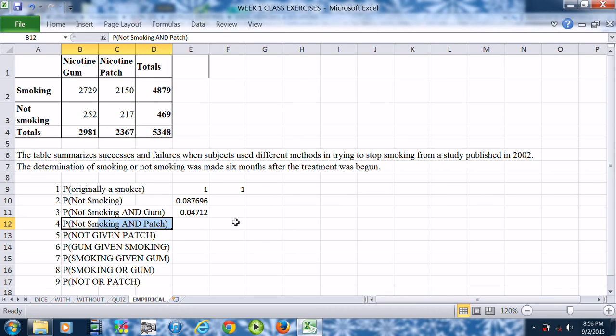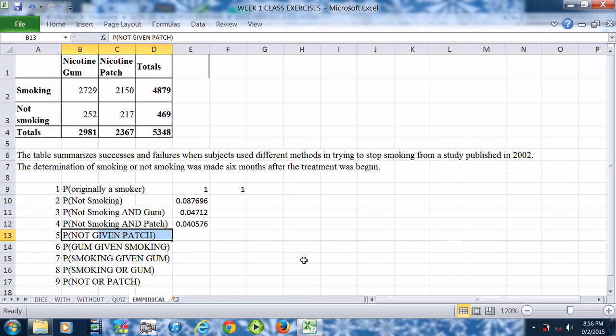Let's look at a similar problem. How about not smoking and tried to quit with the patch? Well, those who were not smoking and tried to quit with the patch, there are 217 of those. So we go 217 out of the 5,348 to get 0.040576.